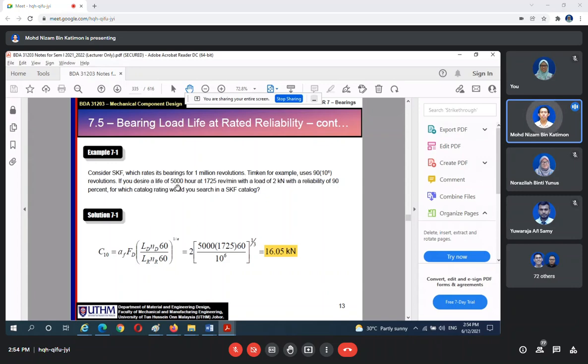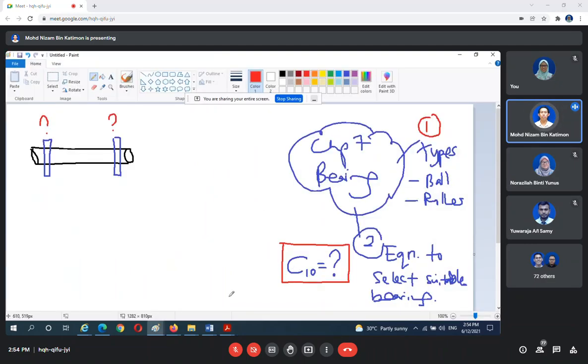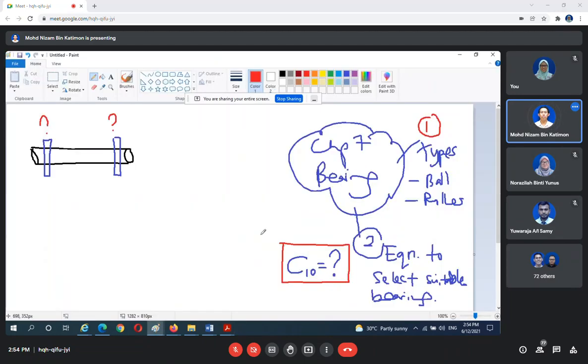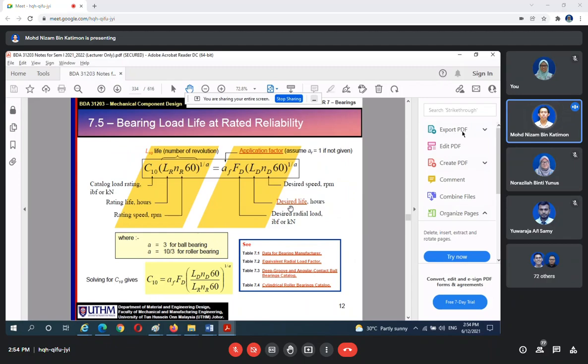Our desired life, we put 5,000 hours. What is desired life? It is L_D. In our case, L_D is 5,000 hours. It is reflected in your project. What does 5,000 hours mean, your setting of desired life?